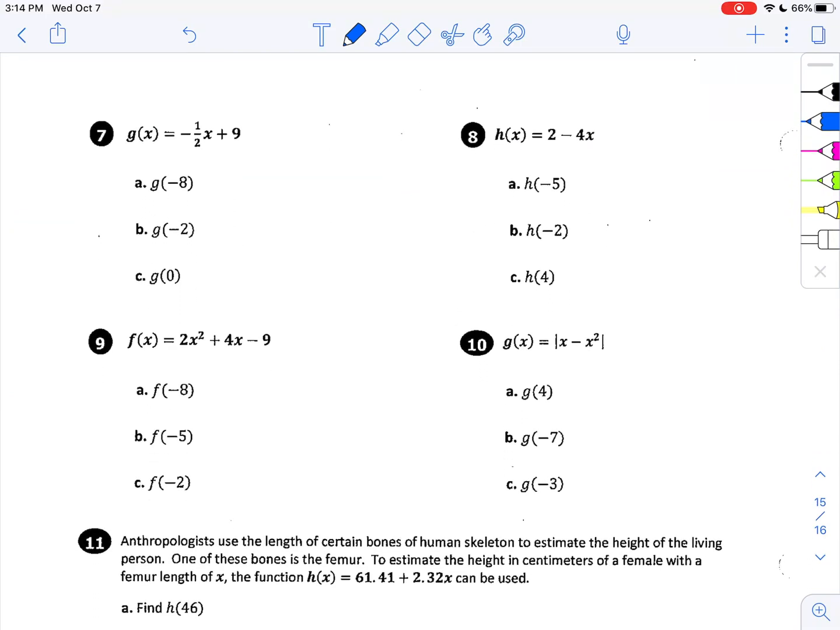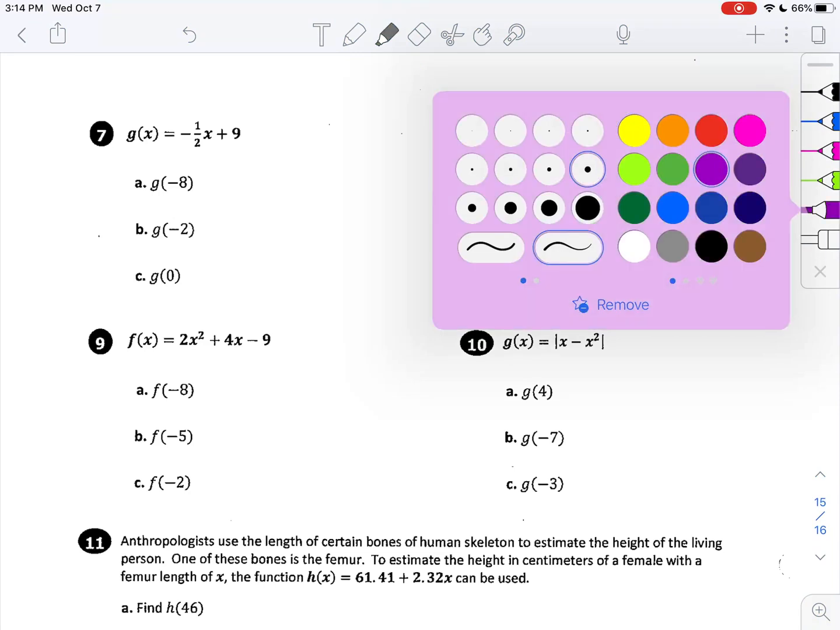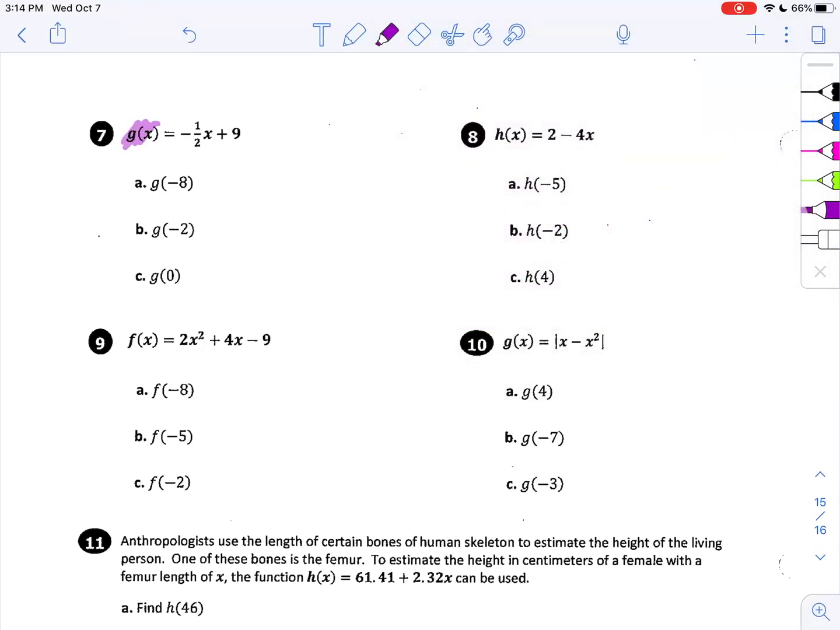Number 7 reads slightly different. It says g of x equals negative 1/2 x plus 9. G of x and f of x are the same thing. They're both saying that the equation is a function. By saying g of x, we're simply using a different variable. For a, b, and c, you can see that we are substituting in 3 different numbers into this equation to evaluate the function. So we would solve it the same way.